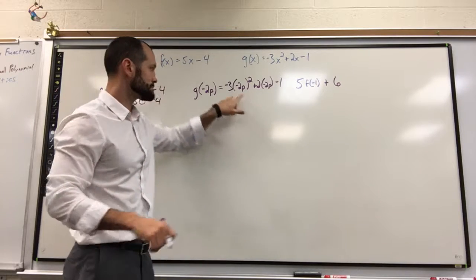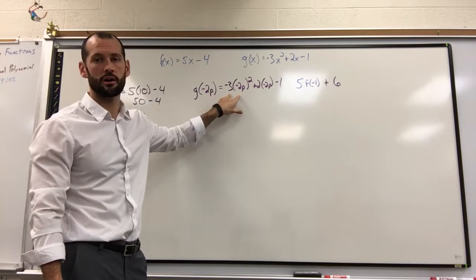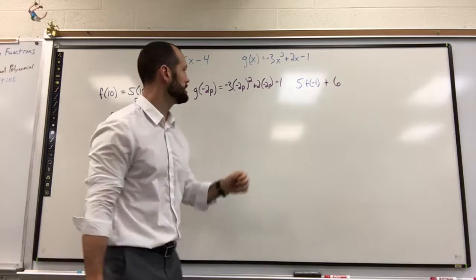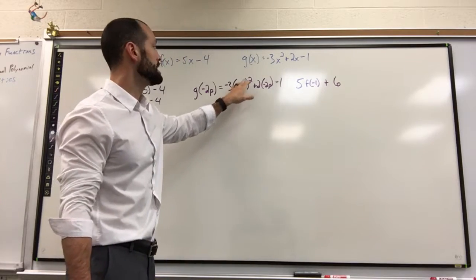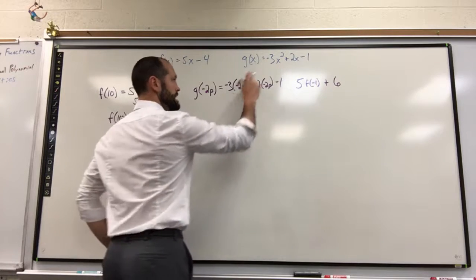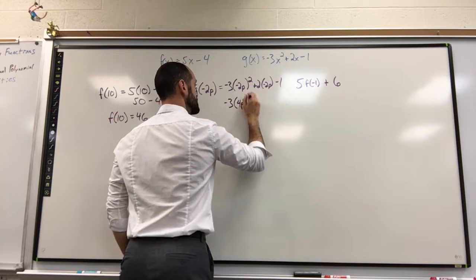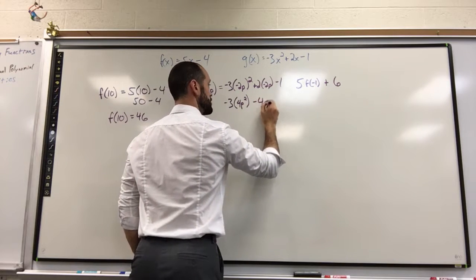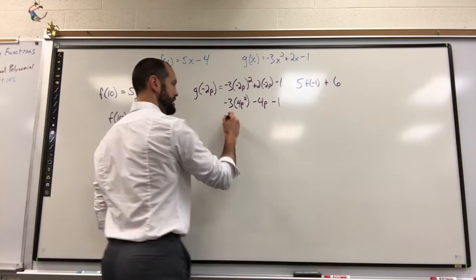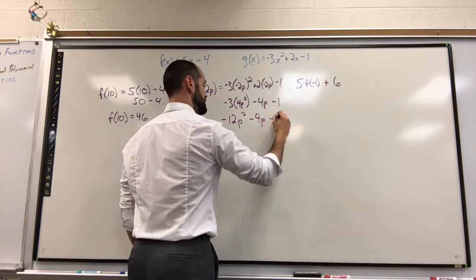Now be careful. Some people are tempted: oh, two negatives equal a positive. You're wrong. You're dead wrong. PEMDAS. Do not disrespect your dear Aunt Sally, okay? Please excuse my dear Aunt Sally. Sorry, Sally. Exponents first. We get negative 3 times positive 4p squared minus 4p minus 1. Again, we're just evaluating. Now I get negative 12p squared minus 4p minus 1.